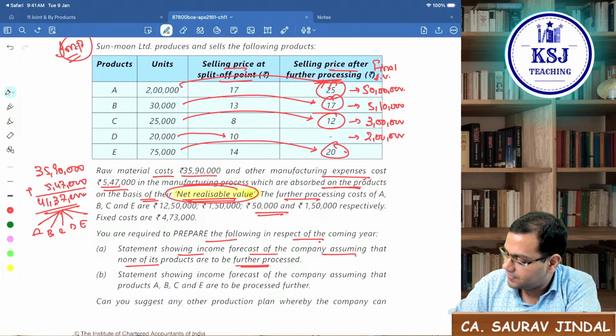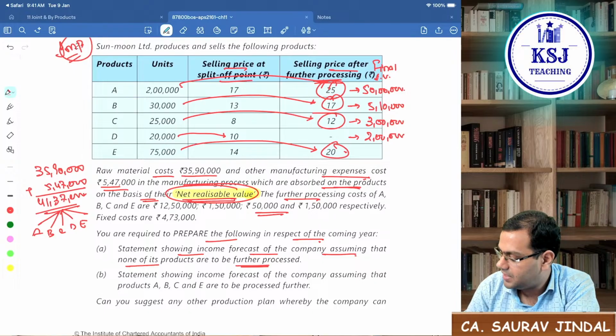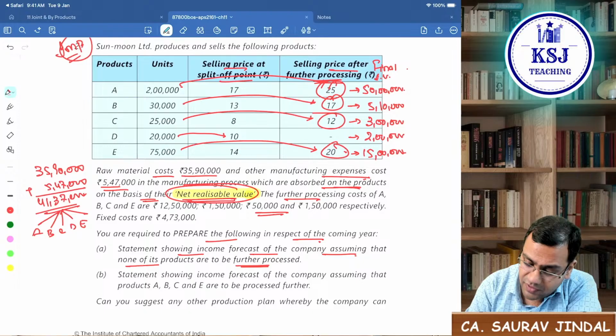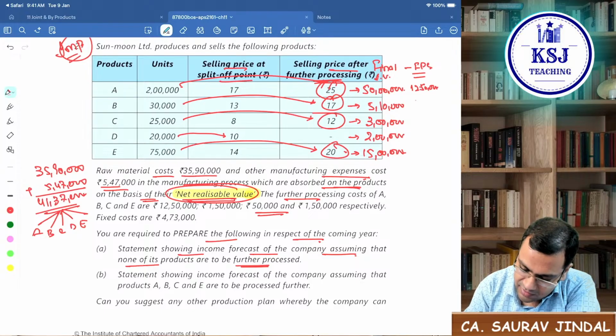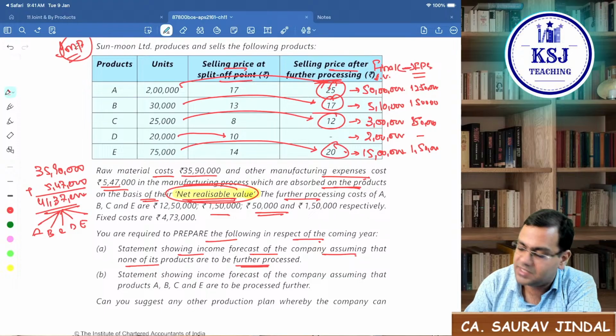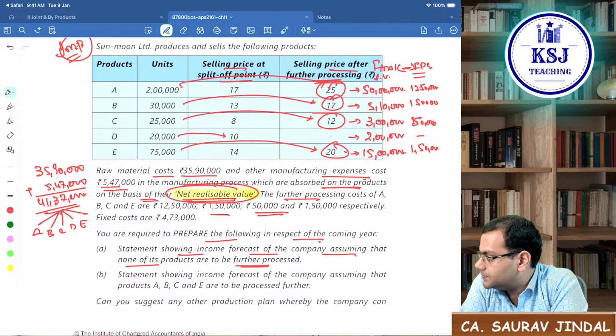So 20,000 into 10 will remain 2 lakh rupees as such, because there is no FPC, right? And here 75,000 multiplied by 20, that will be 50 lakhs, right? Now from this final sales value, if you subtract your FPC, FPC is given as what? For A it is 12,50,000, and here it is 1,50,000 for B. Then for C it is only 50,000. For D it is nothing. Then it is 1,50,000. Now final sales value minus FPC, you will get NRV. Got it?